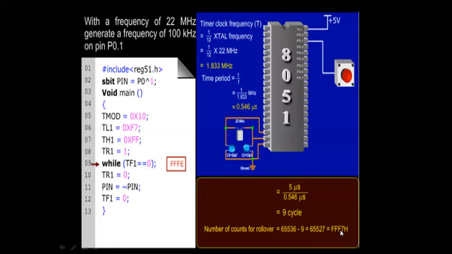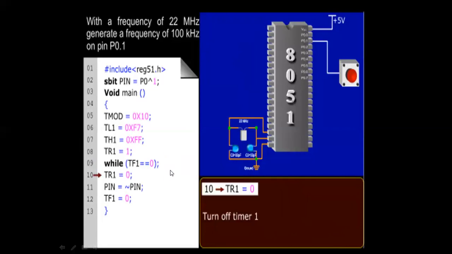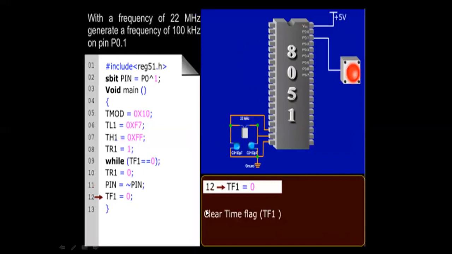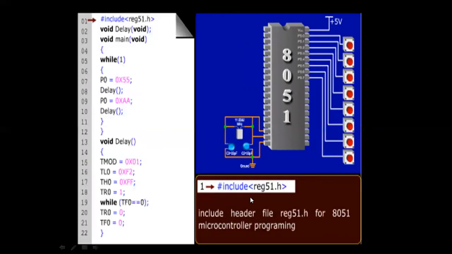If you want to increase the count value, you have to change the value in the TL1 register. Once the process is over, you have to stop the timer, that is TR1 equal to 0, and complement the pin. So you are going to complement the pin, that is P0.1, because you want high and low pulses. And then TF1 is equal to 0. Clear the timer flag, because if you want to repeat the process, you can repeat it after this.